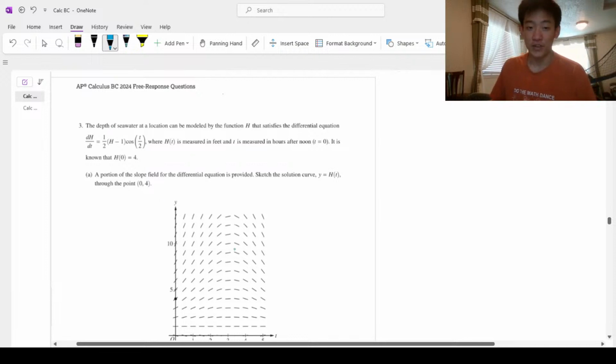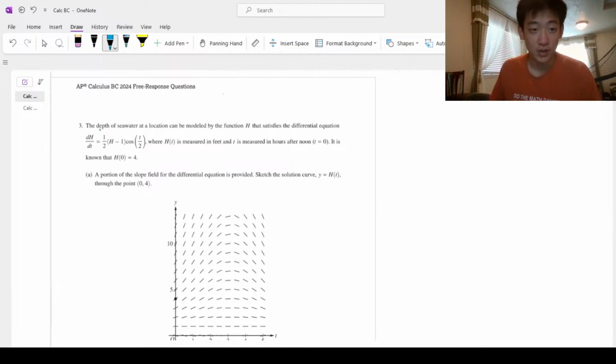All right, so we got a slope field, very, very juicy. Depth of seawater at location can be modeled by the function h that satisfies the differential equation. So they're giving you a differential equation, and this is the slope field that you get from the differential equation.